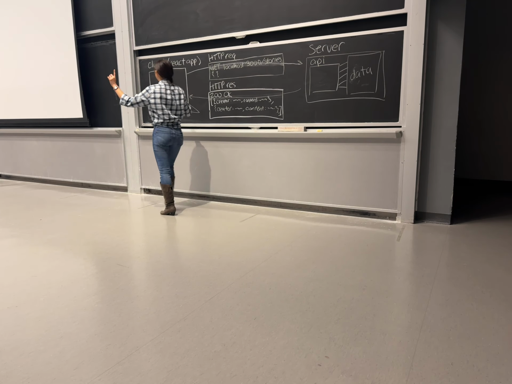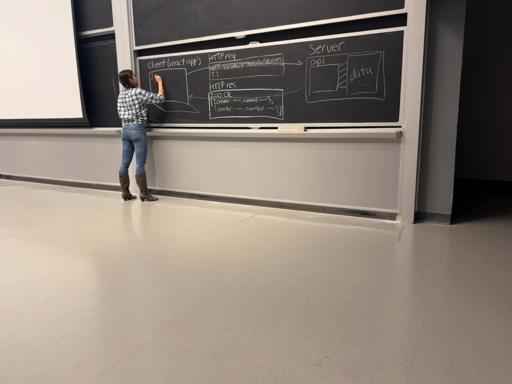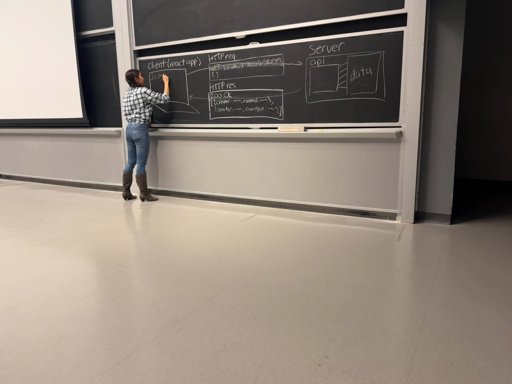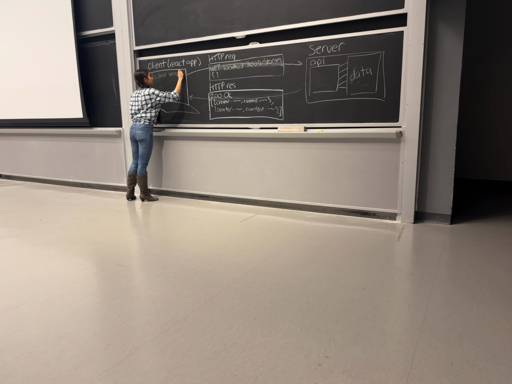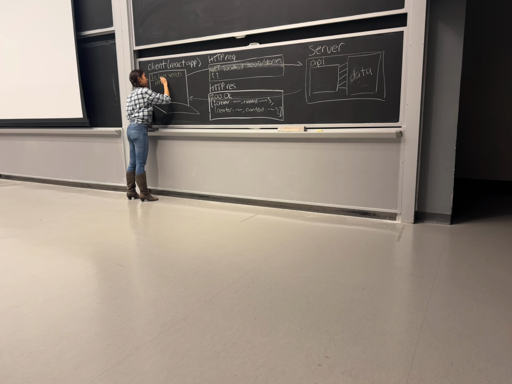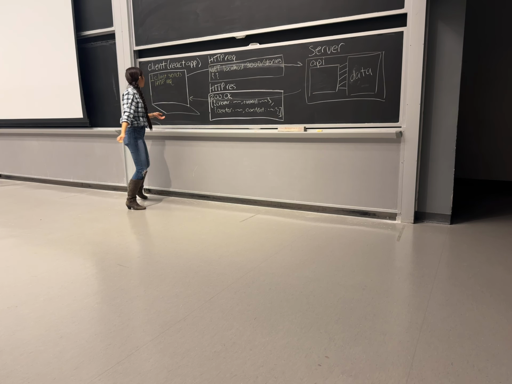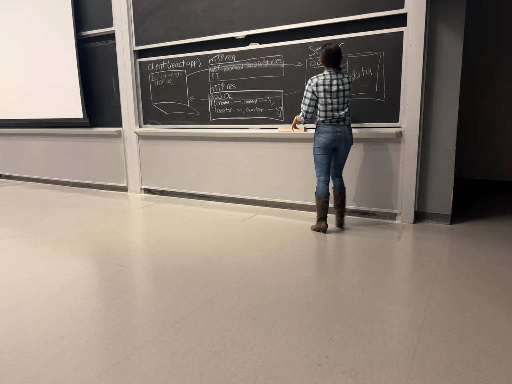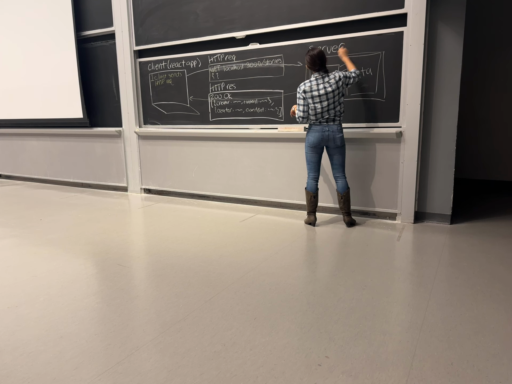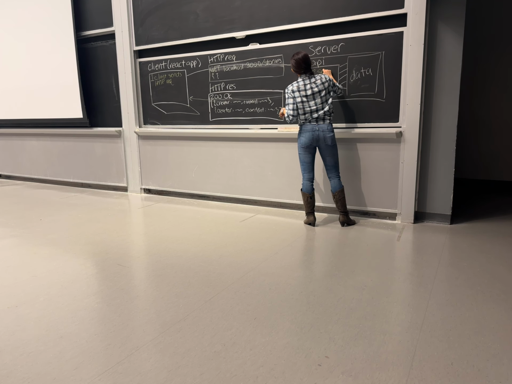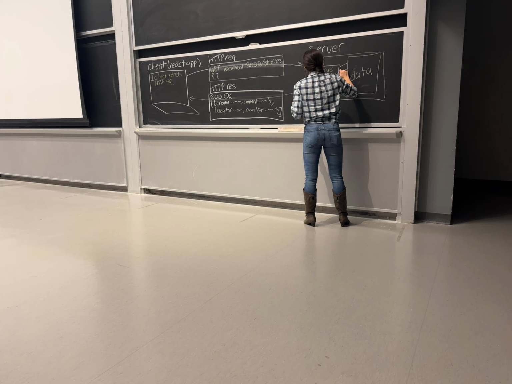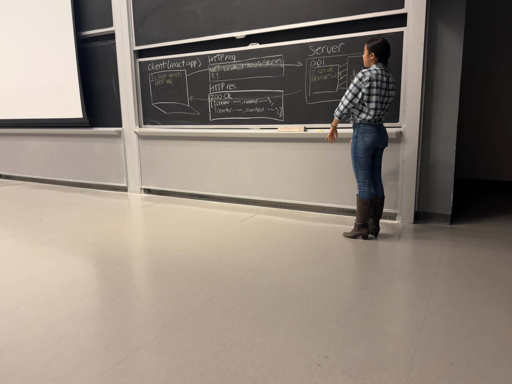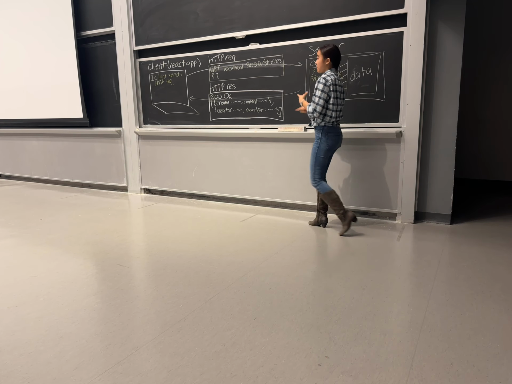So step 1 is the client sends a GET request. It sends an HTTP request to the server. And then we send the request across the network, and then the server receives it. So step 2 is server receives request. Sorry, this is not big enough to read. And then next up, the server gets the data that it needs, and then the server sends a response.